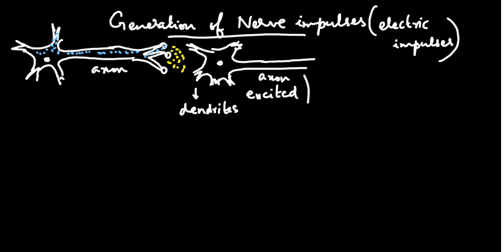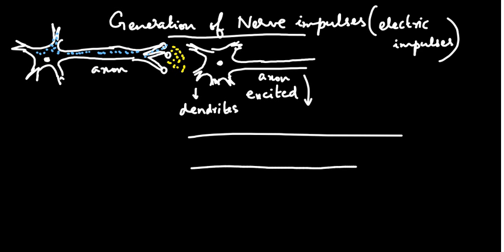So if I draw a magnified view of the axon here, I have drawn the axon here. The internal part of the axon will have axoplasm. Axoplasm will have ions, like potassium, sodium, and there are some negatively charged proteins also present inside the axoplasm.